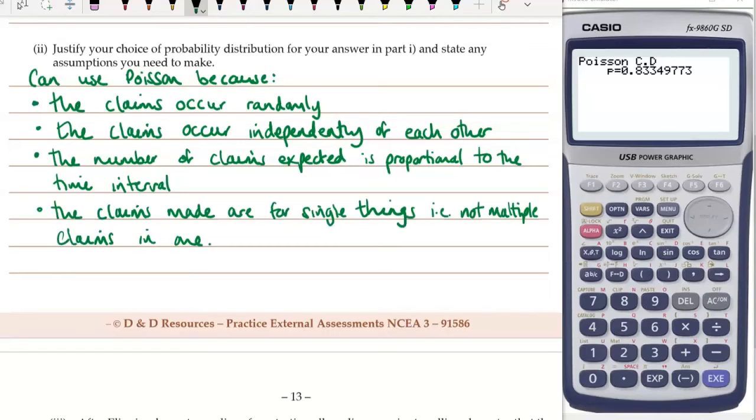And finally, assumptions. Well, the second point really is an assumption. So we've assumed independence because there is a possibility that perhaps you had one batch of faulty things go out, that if one starts to break down, the others from the same batch are also more likely to break down. So there's a chance there, but we're assuming independence in this situation.